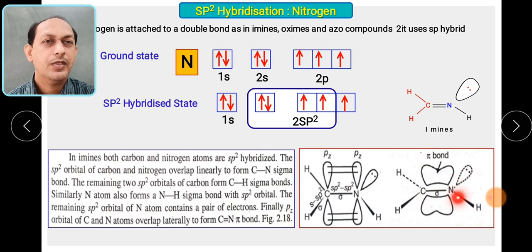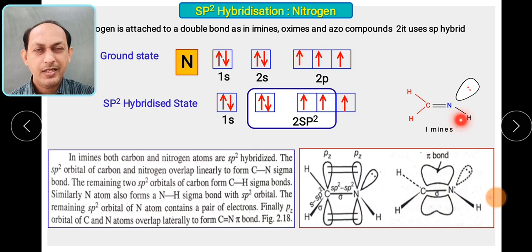So this is how the same thing you can observe in the case of imines. Remember what is the structure of imines? They are having carbon double bond nitrogen structure.